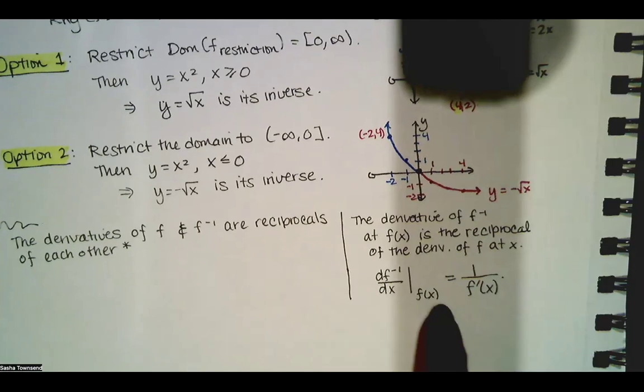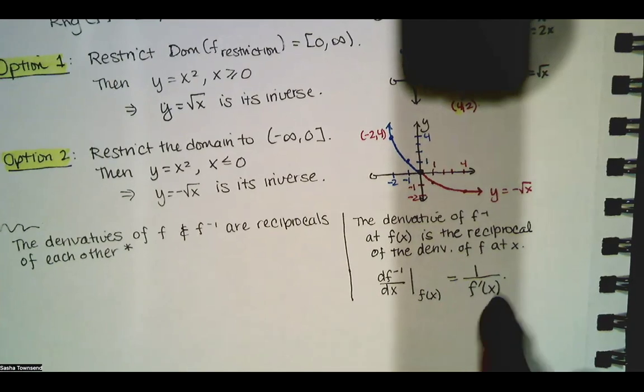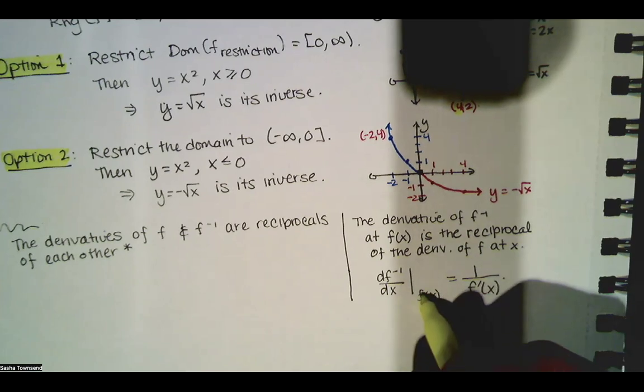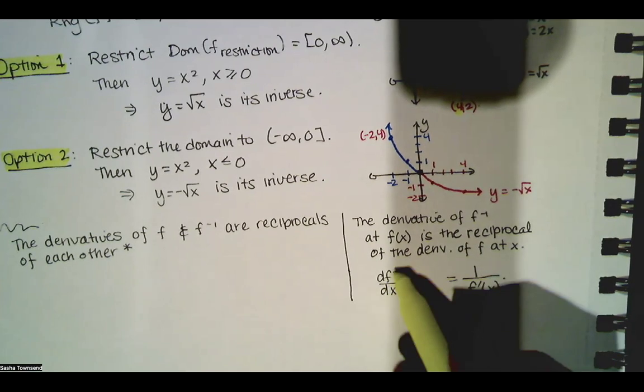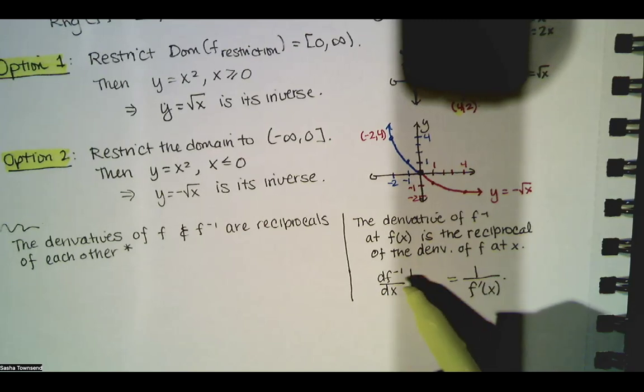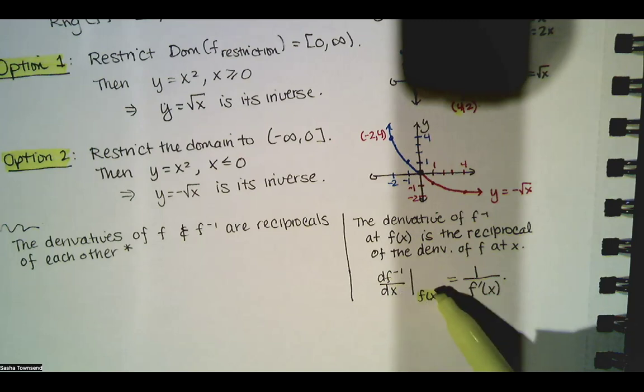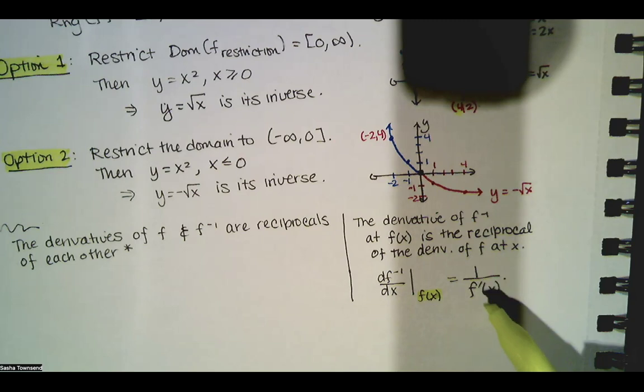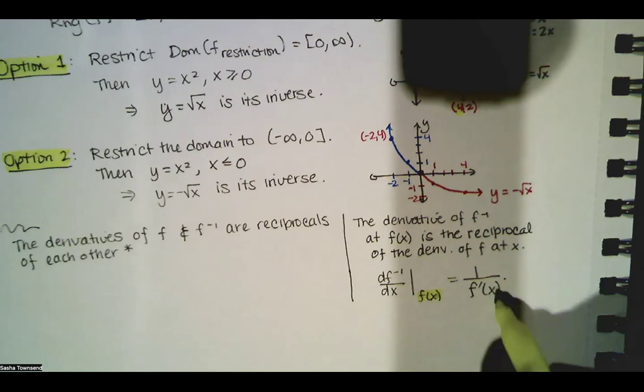So this evaluating at f of x and then evaluating at x is key. We have to substitute in the y value here into the derivative formula for the inverse function. So this is the derivative of f inverse at the y value on the original graph is equal to 1 over the slope of the original function at x.